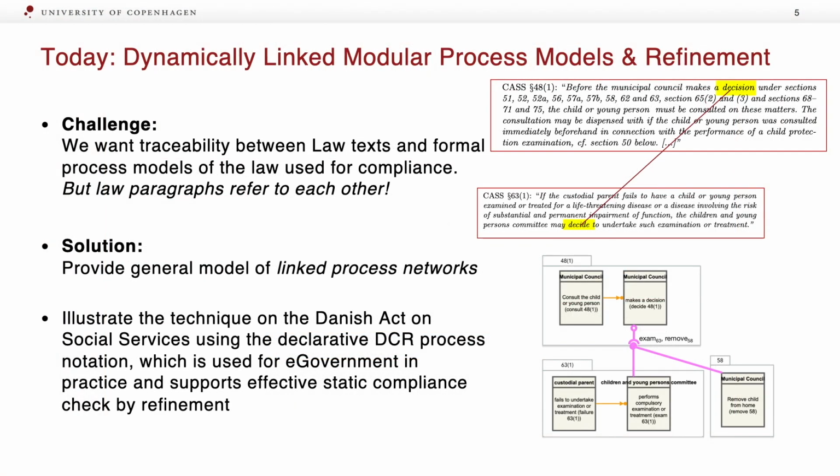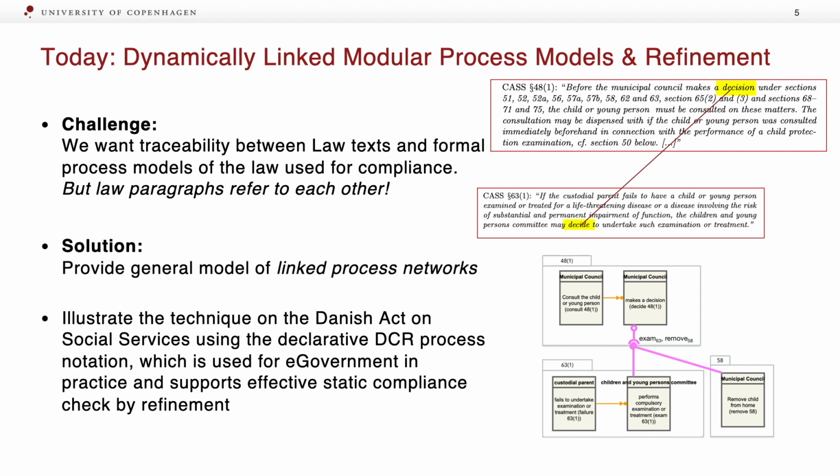In the paper today, we're going to see how some of the elements in the law can be translated into a formal process specification. In this case, a specification given in a formalism called DCR graphs. Moreover, we not only want to express specifications alone, because laws are not given alone. Laws instead are given in relation to each other. This could be different paragraphs or different laws.